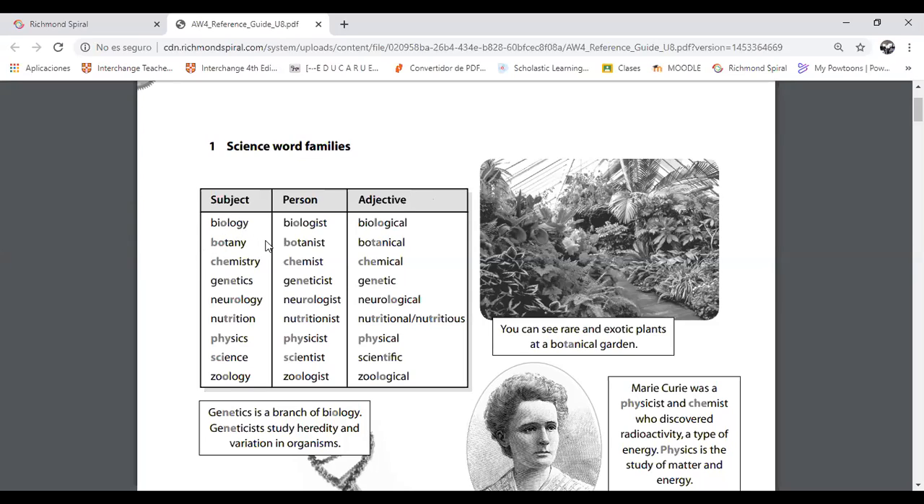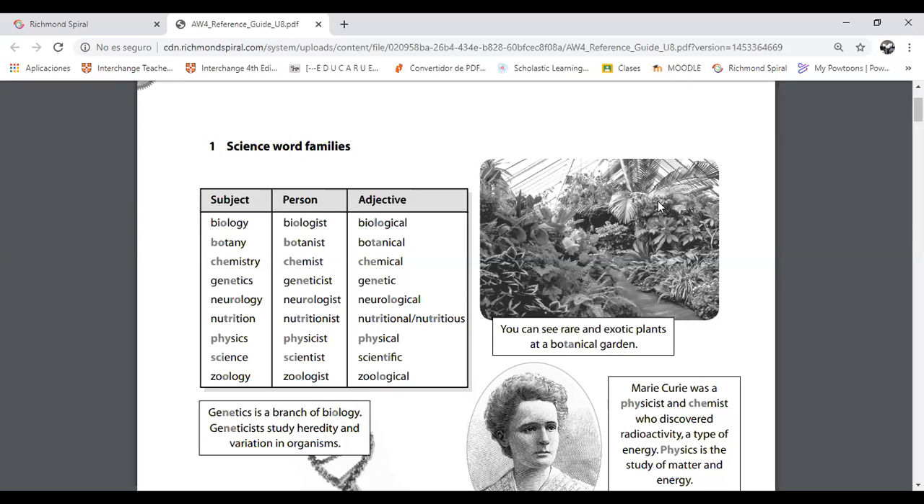Okay, the next one, botany, botanist, botanical, chemistry, chemist, chemical, genetics, geneticist, genetic, neurology, neurologist, neurological, nutrition, nutritionist, nutritional, or nutritious, physics, physicist, physical, science, scientist, scientific, zoology, zoologist, zoological. See, it's kind of complex, right?